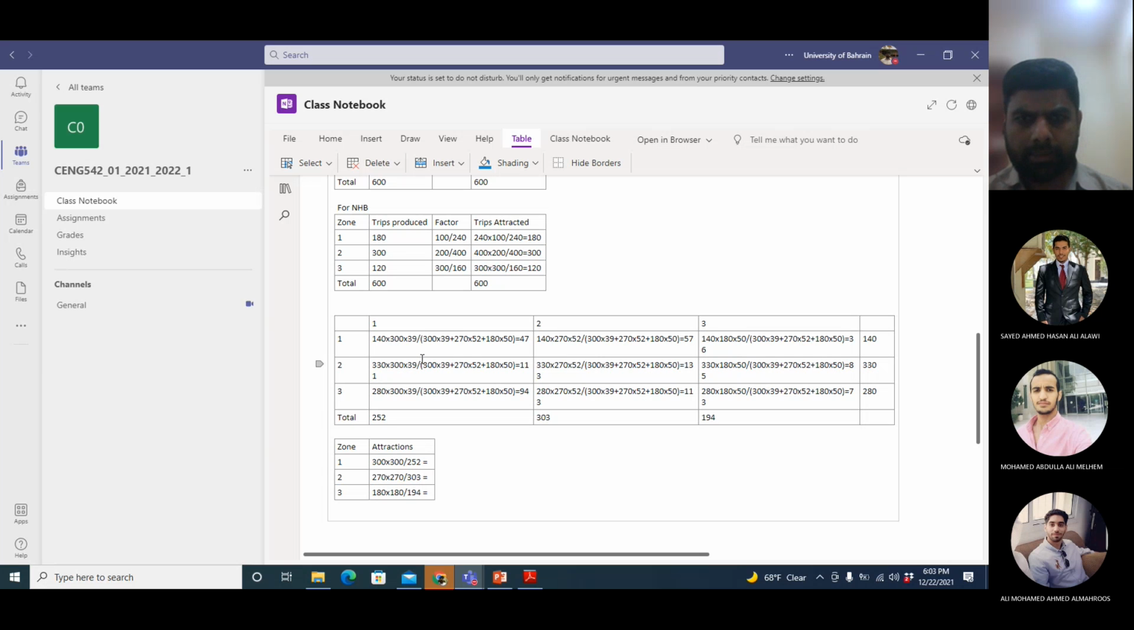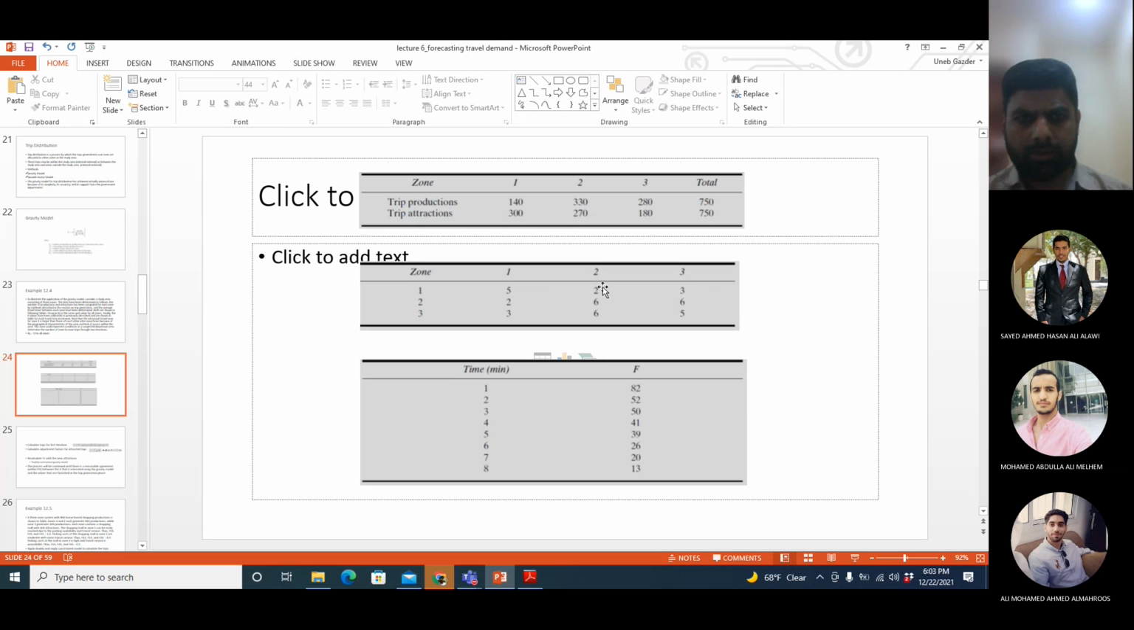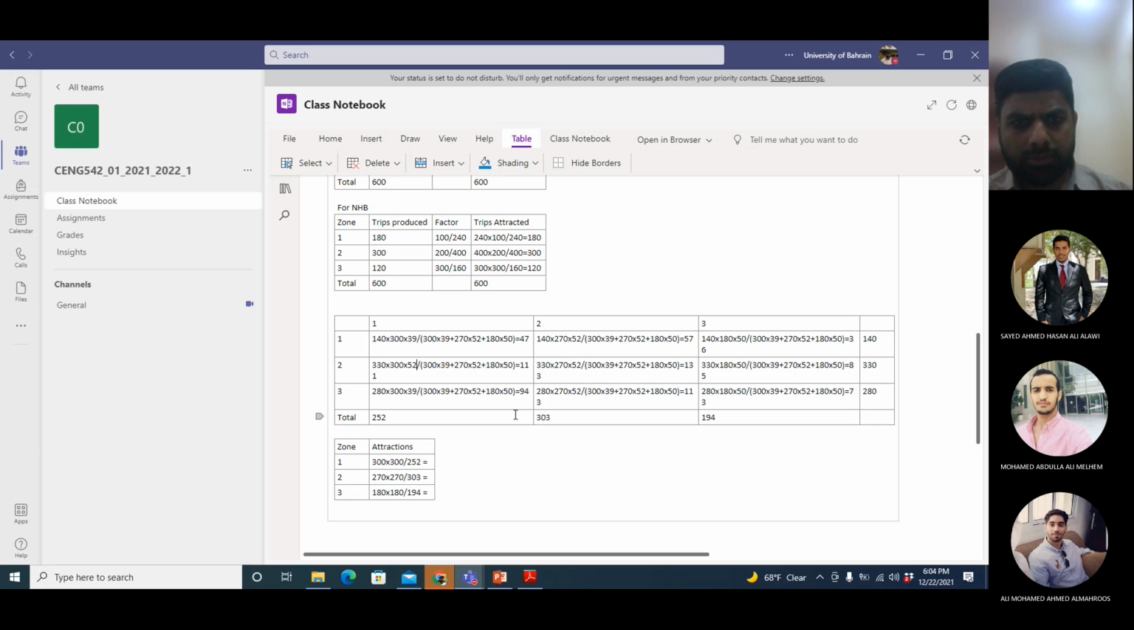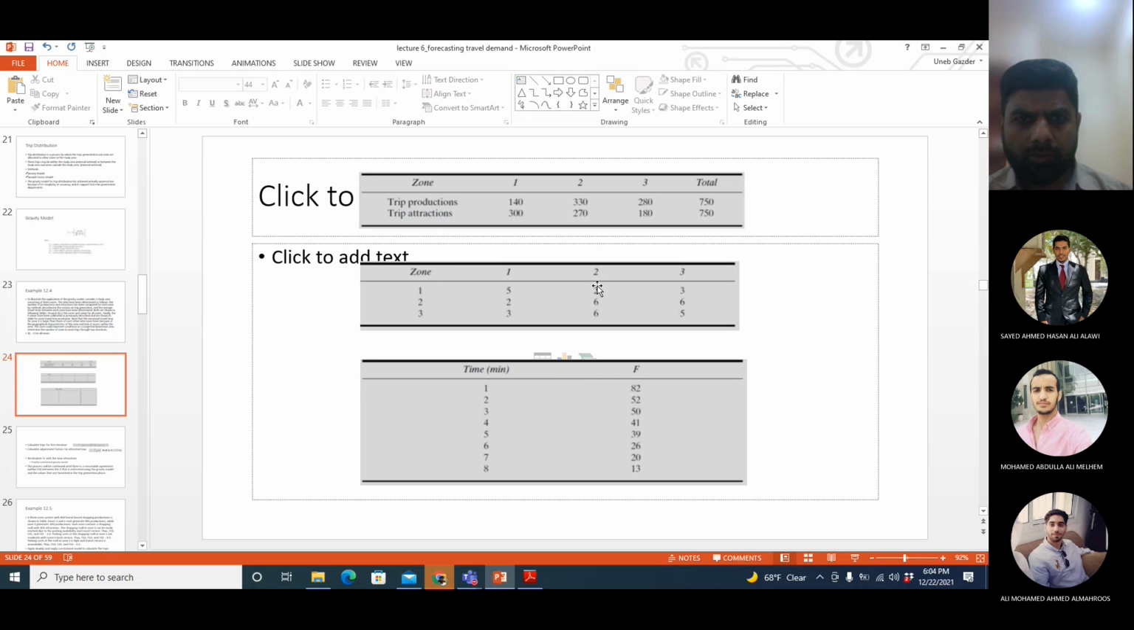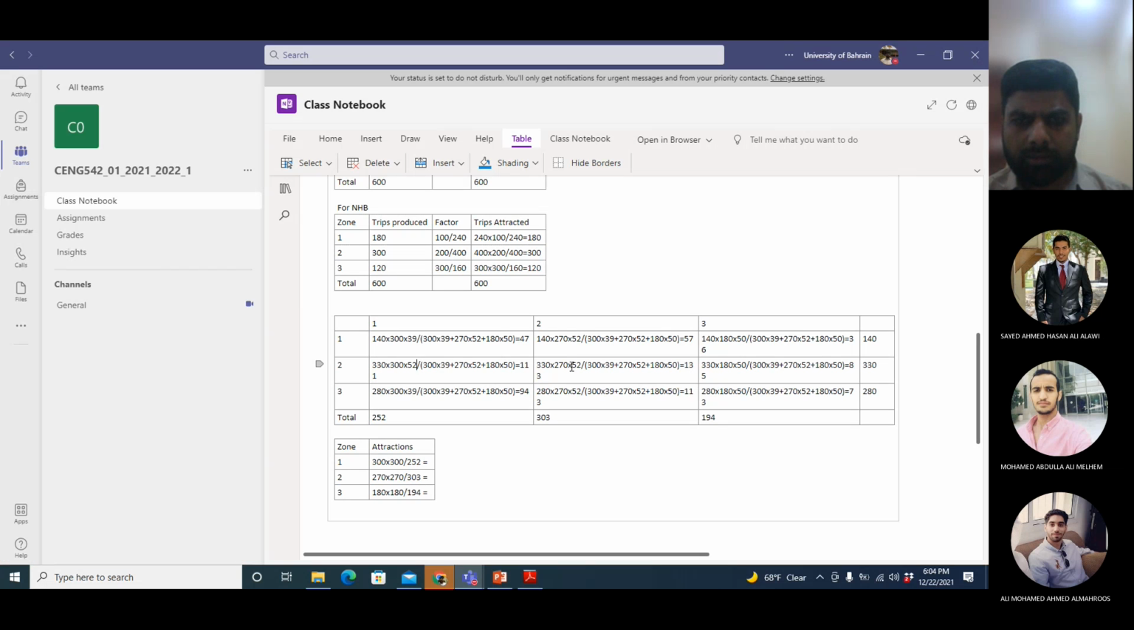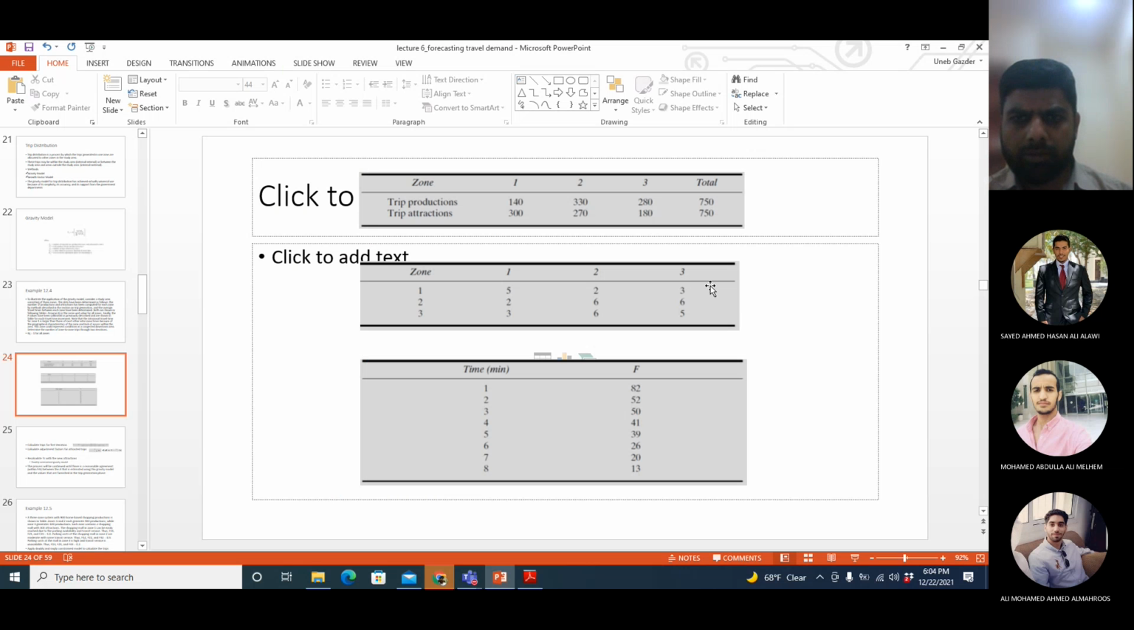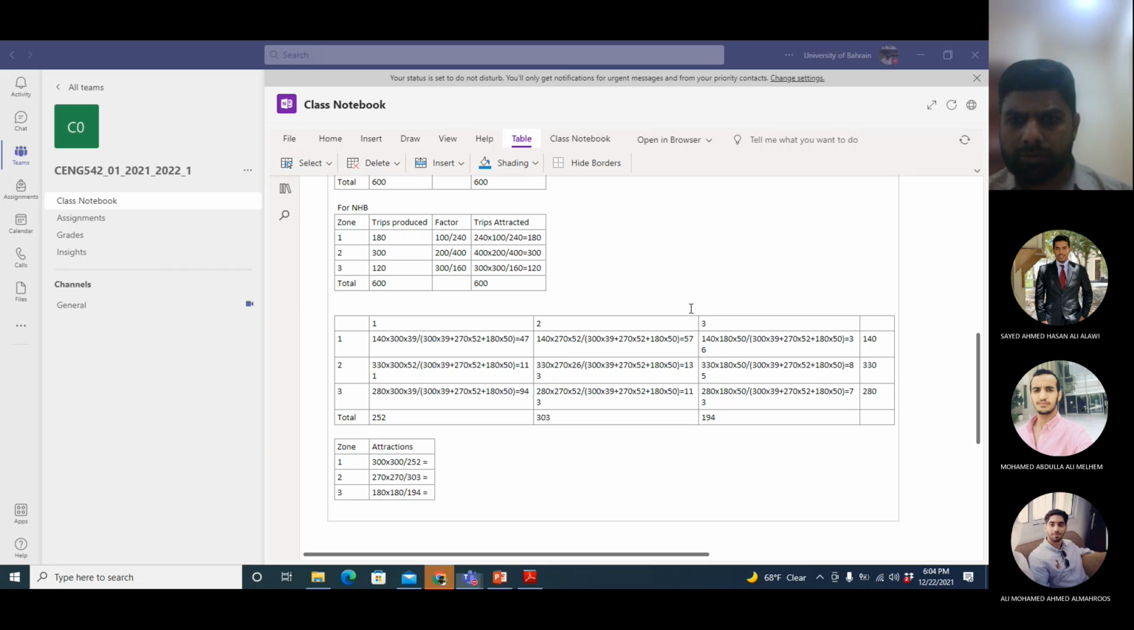From 2 to 1, the travel time is 2 minutes. Then this factor should be how much? 52. And it is this much. Then 2 to 2, the travel time is, oh, 6 minutes. So for 6 minutes, the factor is 26. 2 to 3, the travel time is 6 minutes. No, sorry, 6.